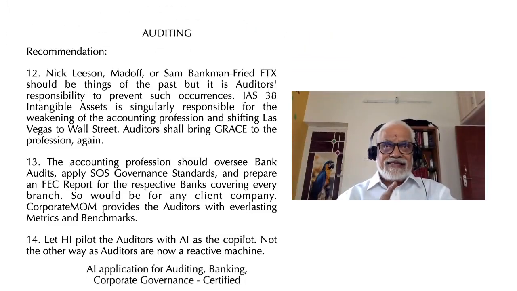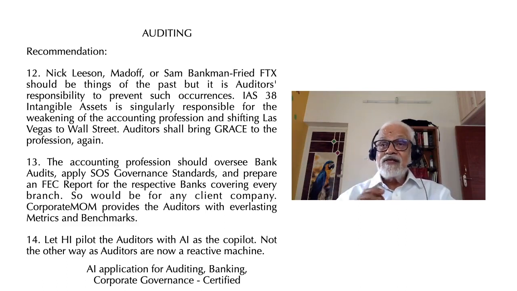Number 12, Nick Leeson, Madoff, or Sam Bankman-Fried FTX should be things of the past, but it is the auditor's responsibility to prevent such occurrences. IAS 38, intangible assets, is singularly responsible for the weakening of the accounting profession and shifting Las Vegas to Wall Street. Auditors shall bring grace to the profession again. That is number 12. Number 13, the accounting profession should oversee bank audits, apply SOS governance standards, and prepare an FEC report for the respective banks covering every branch. So would be for any client company.